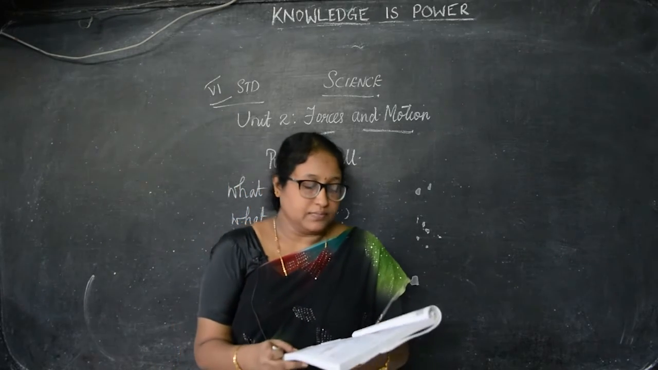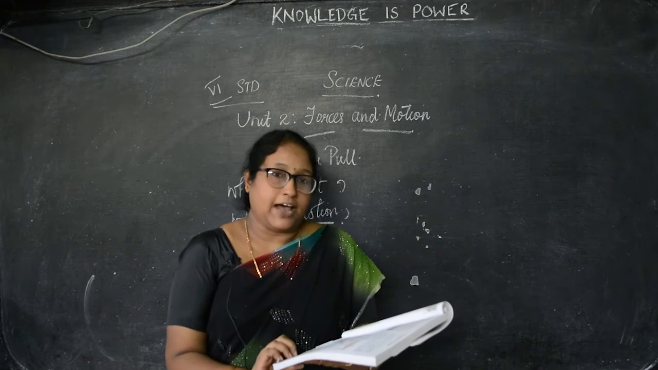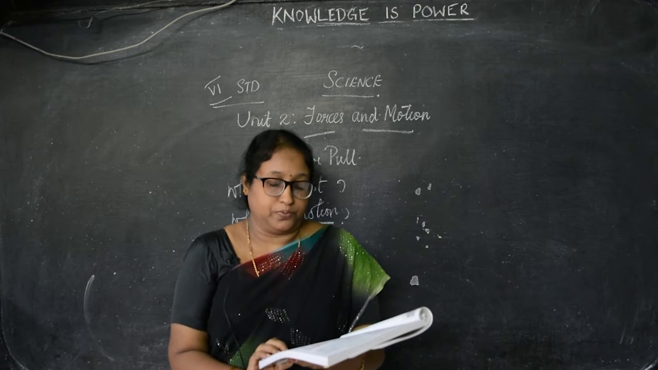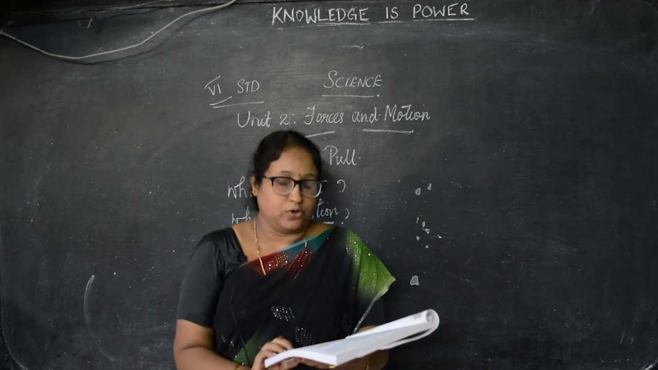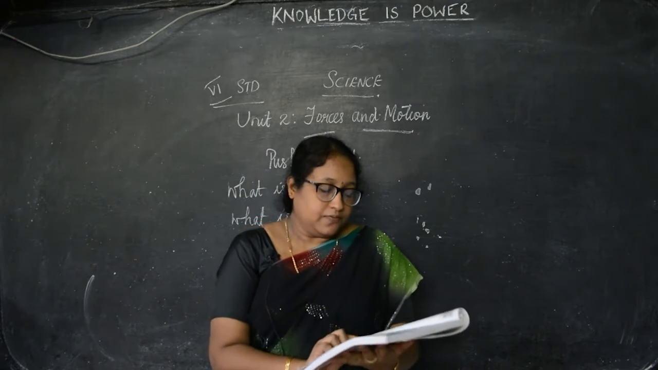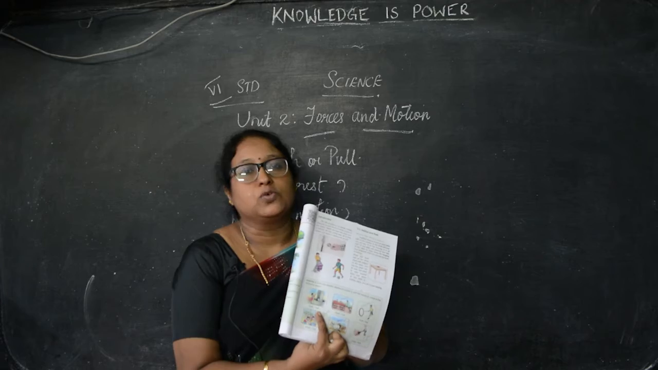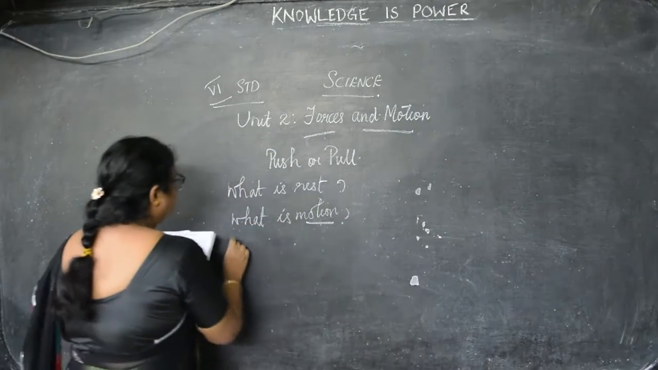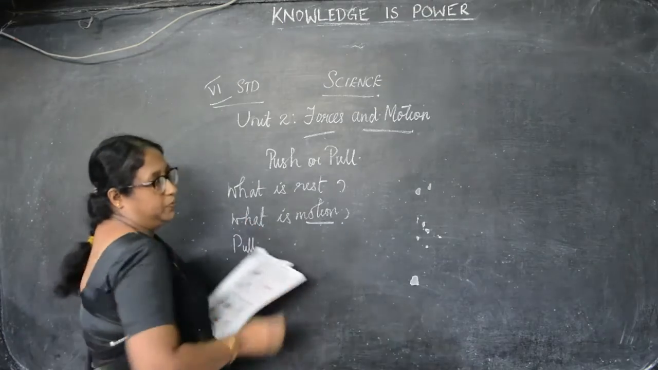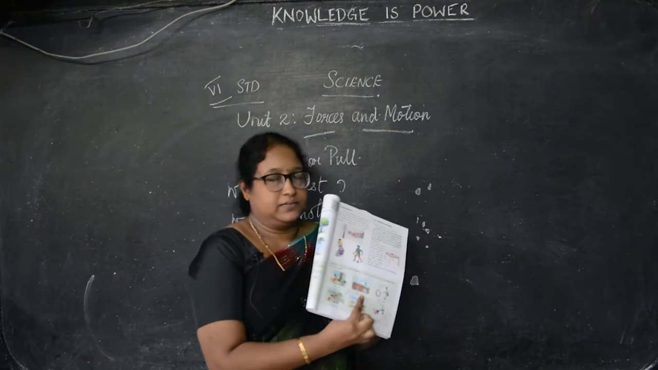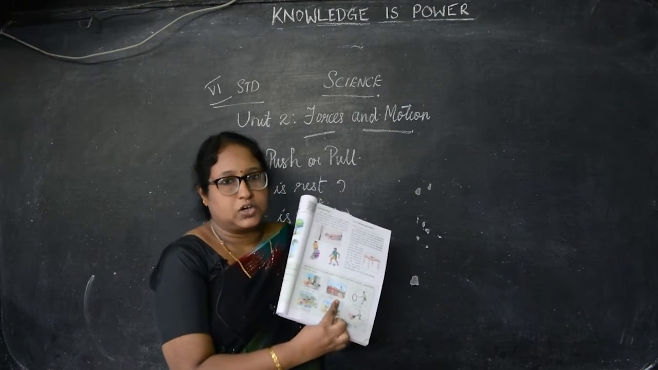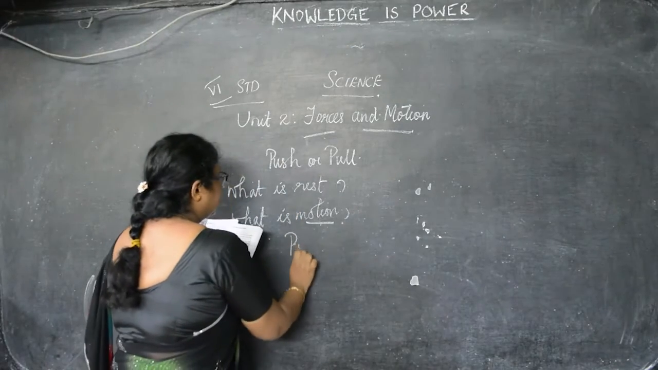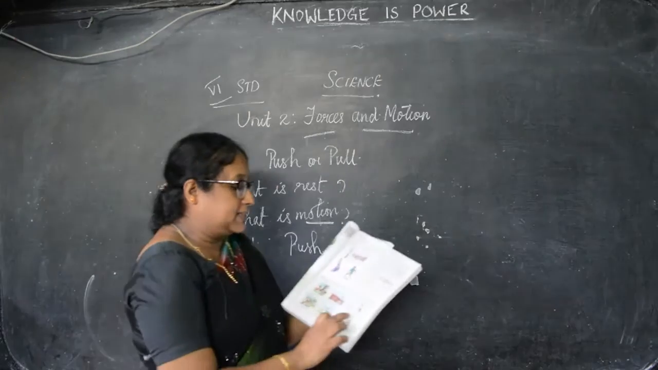Then if you have the book, children, in page number 17, can you identify whether it is a push or pull that results in motion in the following cases? For example, in the first picture, a girl is drawing water from the well. So what is that? Pulling. The first one is pull. The next is a man. What is he doing? He is pushing the vehicle, that is push.